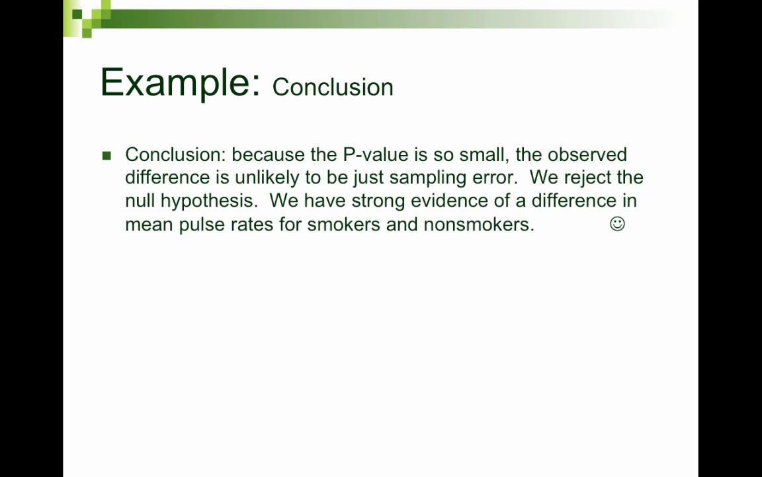So our conclusion tells us that because the p-value is so small, the observed difference is unlikely to be just from sampling error. Therefore, we reject the null hypothesis, and we have strong evidence of a difference in the mean pulse rates for smokers and non-smokers.